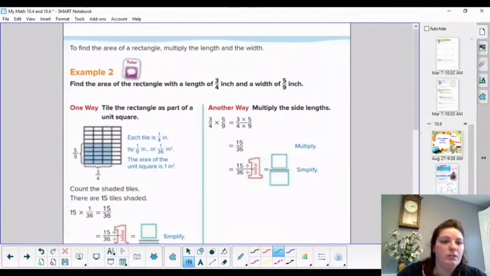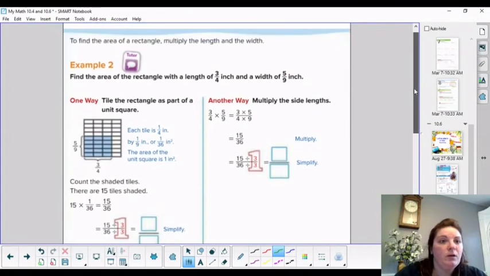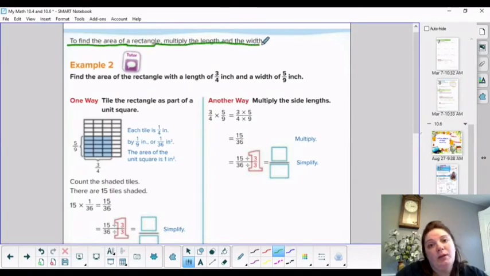All right, let's look at another example. Modeling with multiplication. What we need to know is that to find the area of a rectangle, you multiply length and width. That's something that you should have learned in 4th grade. So it says find the area of the rectangle with a length of 3/4 of an inch and a width of 5/9 of an inch.